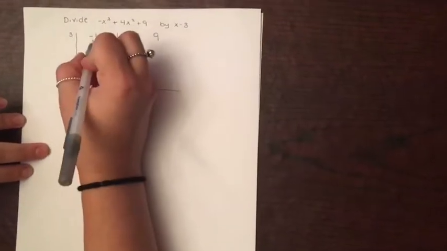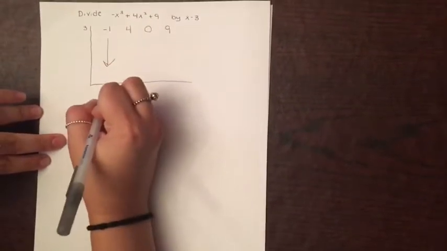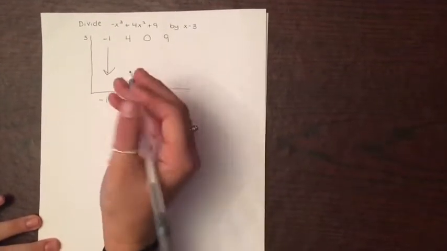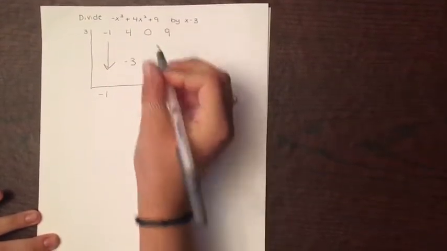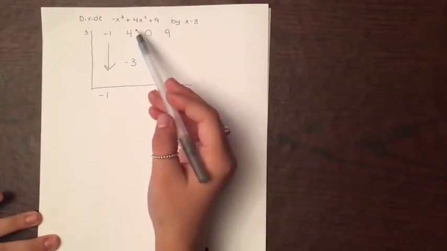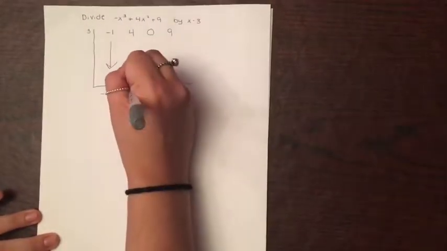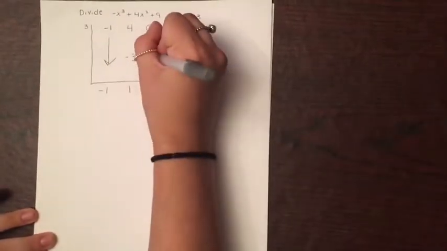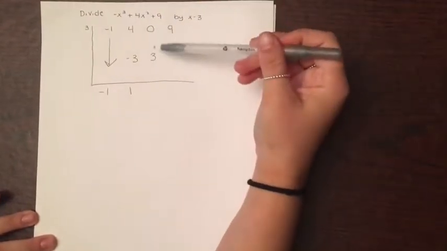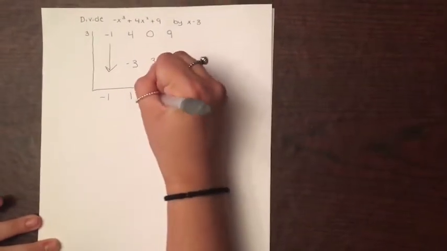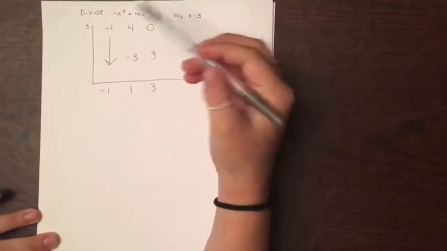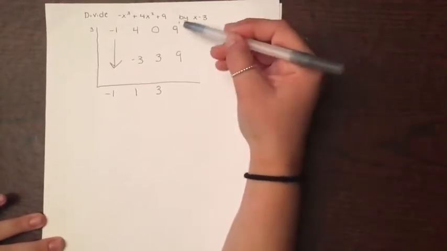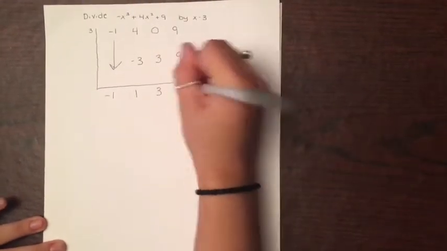So first you're going to look at -1 and bring that down here. Then you're going to do 3 times -1, which is -3, and put that below the 4. Then you're going to add 4 plus -3, which is 1. Then you take 3 times 1, which is 3. Then you add 0 plus 3, which is 3. Then you take 3 times 3, which is 9. And finally you do 9 plus 9, which is 18.